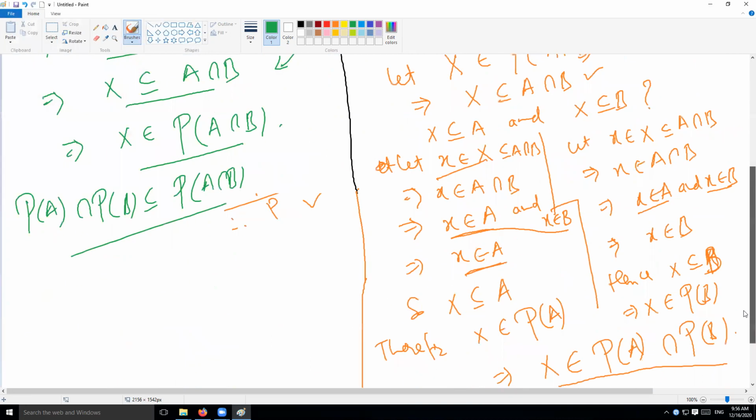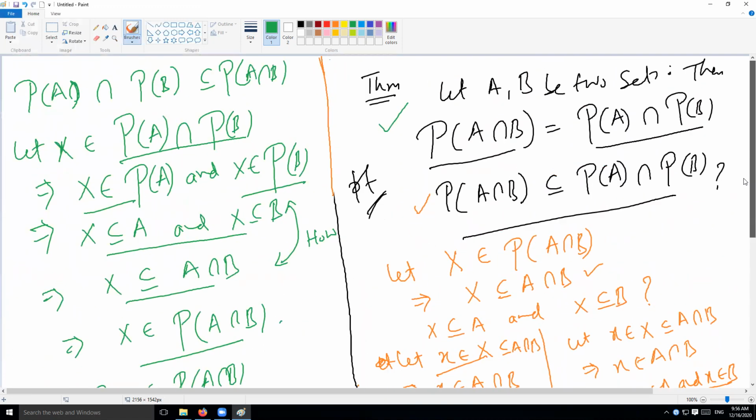ठीक है, इसमें कोई सवाल है? Any question? कोई सवाल नहीं.